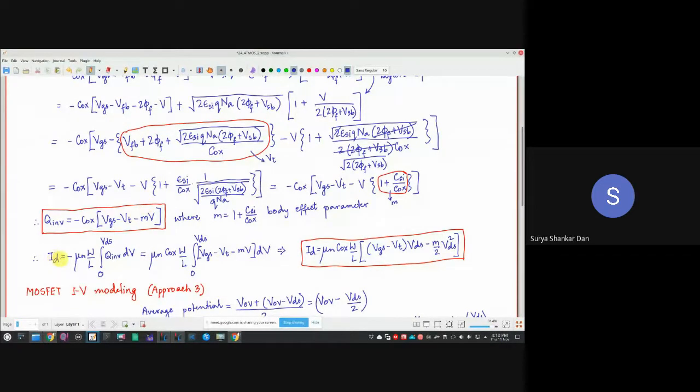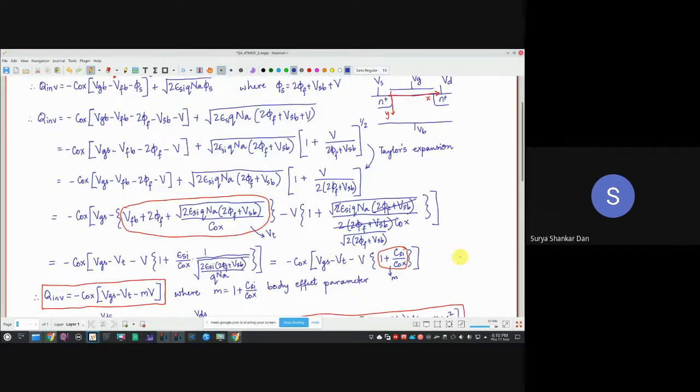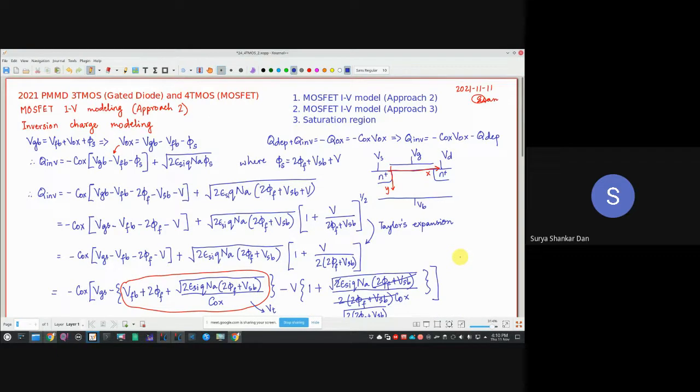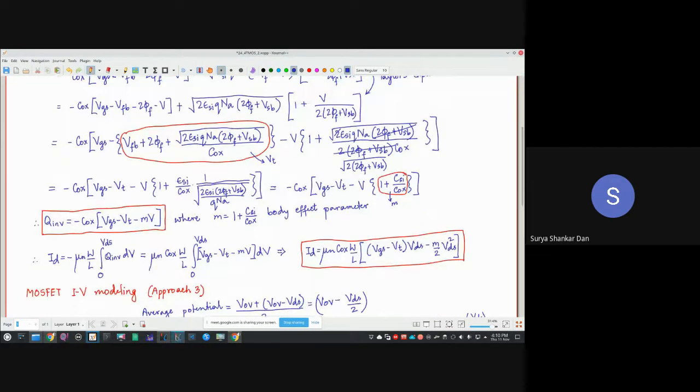Now I will get back to the original master equation and I will integrate this Q inversion. So mu n Cox W by L, this minus and this minus will cancel. So mu n Cox W by L. And here you will be getting VGS minus VT minus MV integral of dV. Very simple. So as you can clearly see, it takes half a page to derive this equation, whereas the previous one took around 1.5 pages. Okay, this is much simpler.